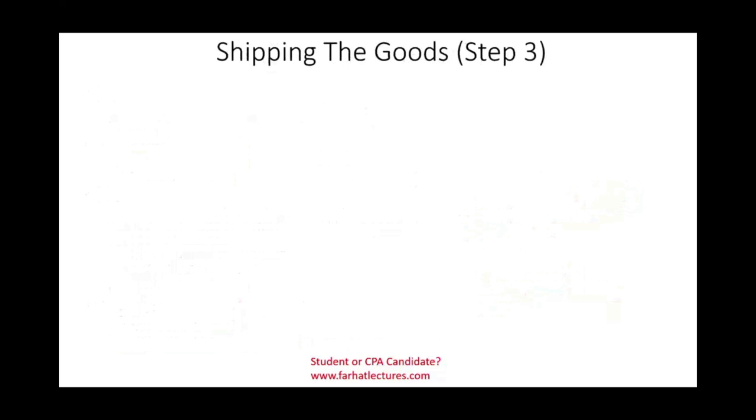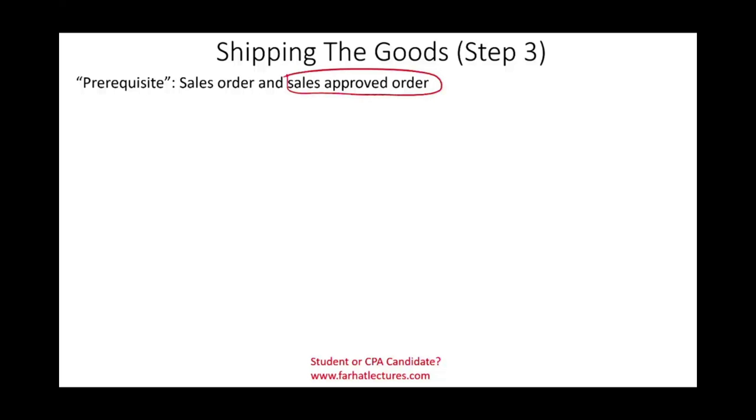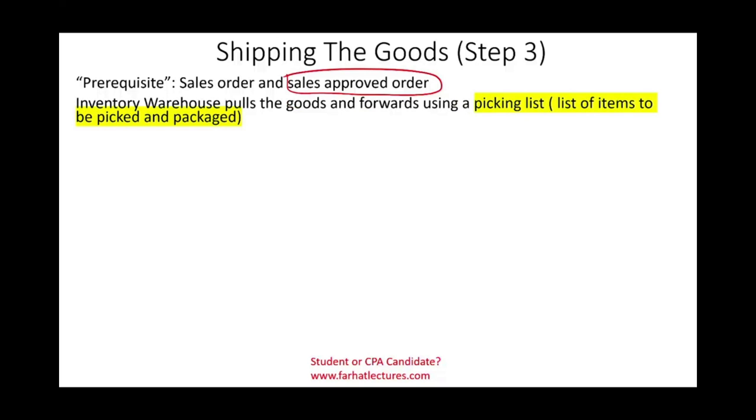Shipping the goods. Assuming the sale is approved, now we ship the goods. Remember, the shipping department already has an approved sales order. That's the prerequisite. So the inventory warehouse pulls the goods and forwards them using something called a pick list. Now, everything highlighted in yellow, those are documents, and this is what they're going to be testing you on, so make sure you know what they are.